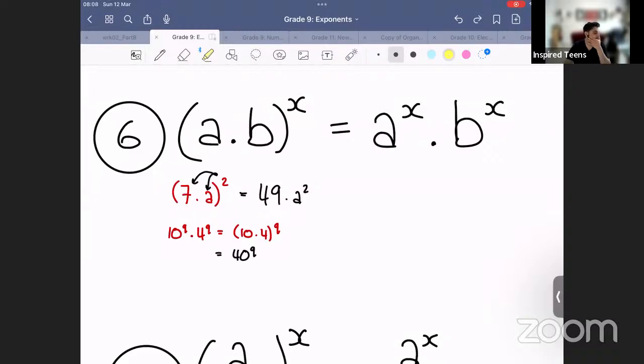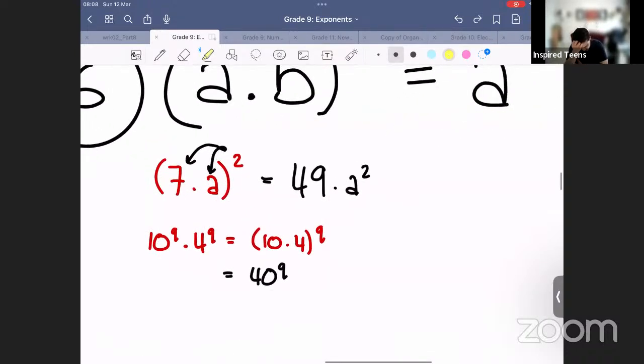So yes, it can become a to the power of x times b to the power of x. We're basically distributing that exponent. Then we just did an example. For example, 7 times a squared became 7 squared times a squared, which is 49 times a squared.